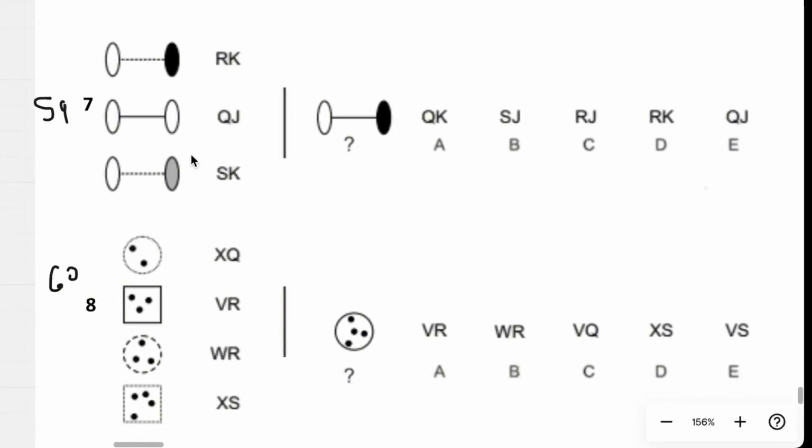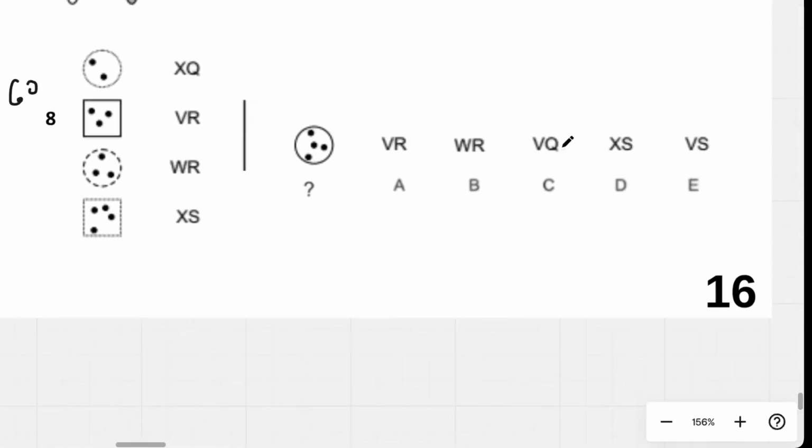We end up with, so K and K are similar, that's just dotted lines, it's going to be J last. And then R, Q, S, they're all different. This one looks like R, so it's going to be R, J. We get C. Question number 60.